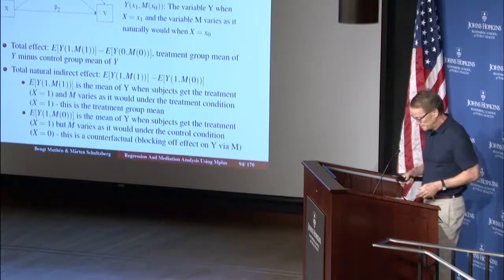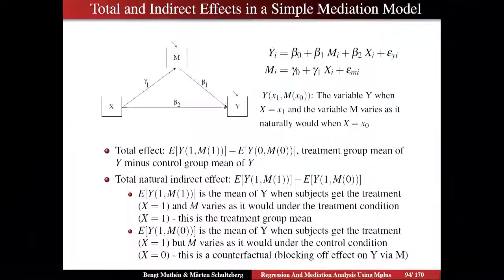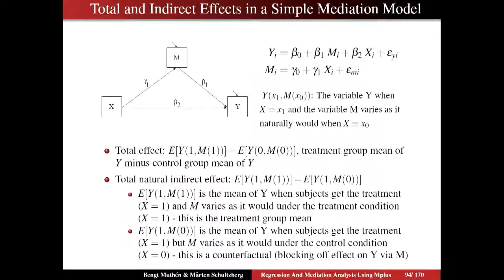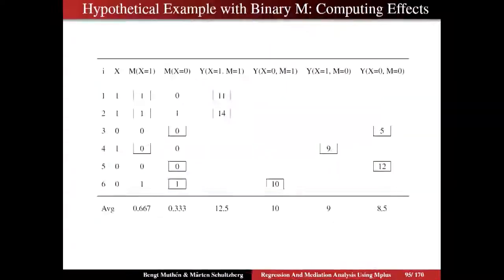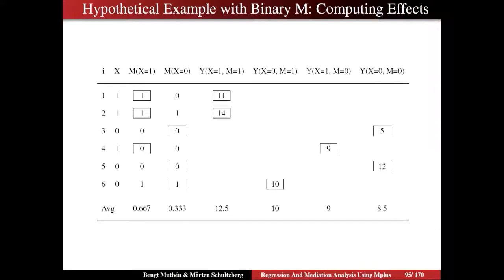That's the reasoning. Now, that may or may not make life any easier for you, but this is how it applies to the simple continuous linear m and y case. Now, let's take another look at this, and we'll get back to the continuous case in a while. Let's get back to the hypothetical example with a binary m, so no longer continuous m.